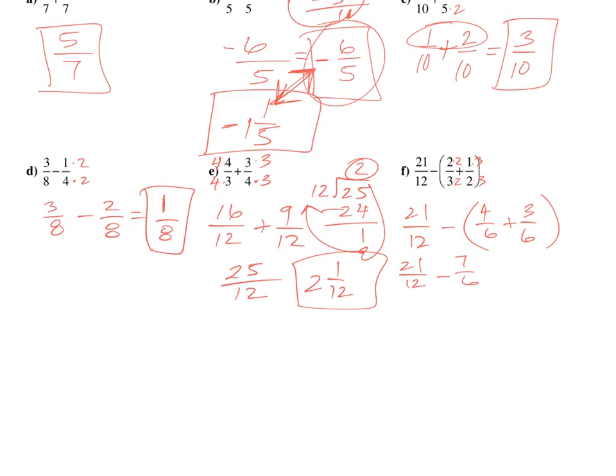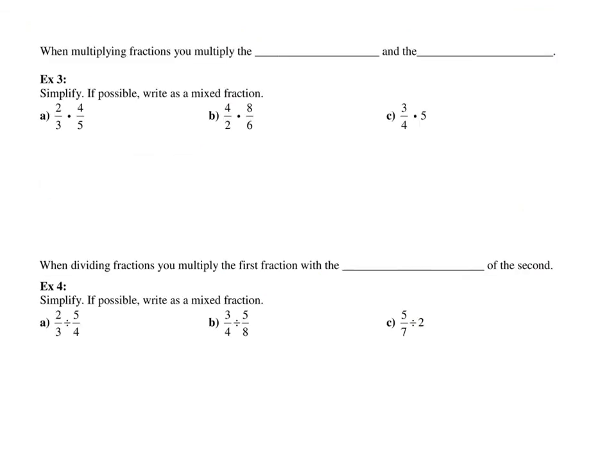And now I'm going to get a new common denominator. Multiply top and bottom by 2. I have 21/12 minus 14/12. So I end up with 7/12. So there we go. And we can't simplify this anymore. No mixed fraction. There's our answer. See? Not that bad. Going on to the next example.